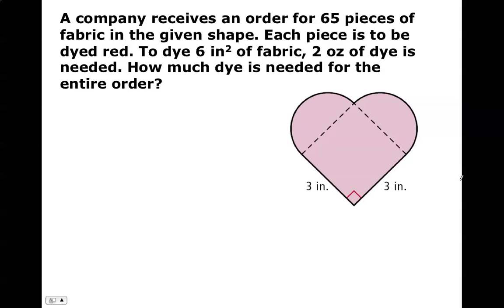This next question is a question you're going to do to bring to class to show that you understand this concept. A company receives an order for 65 pieces of fabric in the given shape. Each piece is to be dyed red. To dye 6 inches squared of fabric, 2 ounces of dye is needed. How much dye is needed for the entire order? So make sure you show your work, bring this to class, and be ready to talk about it.